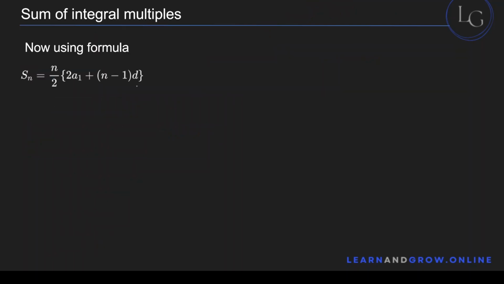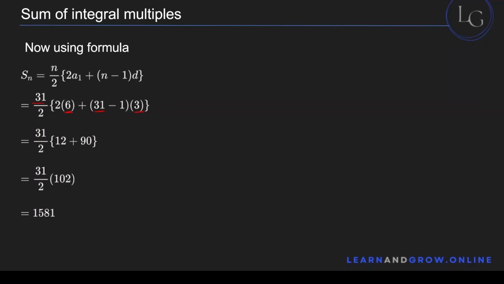Now we have to find the series. Remember this formula? Just plug in the values that you found earlier. So n was 31, a1 was 6, and the common difference was 3. And when you calculate all of this, you find out that the sum of all the integral multiples of 3 between 4 and 97 is 1581. And so that is what you get.